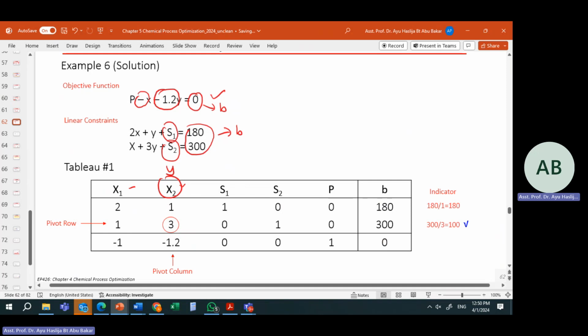Arrange them row by row. This is the first equation, the second equation. The last row is the P equation. This one comes from the objective function equation.